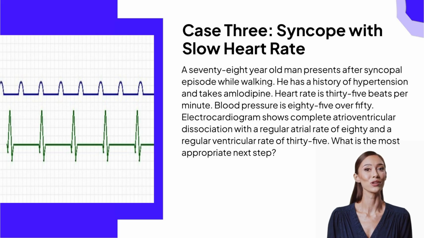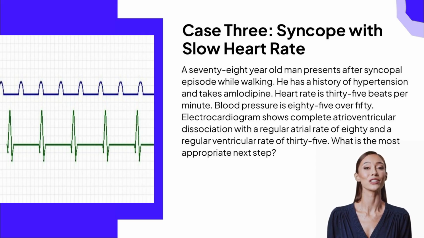Case 3 involves bradycardia. A 78-year-old man presents after a syncopal episode while walking. He has a history of hypertension and takes amlodipine. Heart rate is 35 beats per minute. Blood pressure is 85/50. The electrocardiogram shows complete atrioventricular dissociation with a regular atrial rate of 80 and a regular ventricular rate of 35. What is the most appropriate next step?